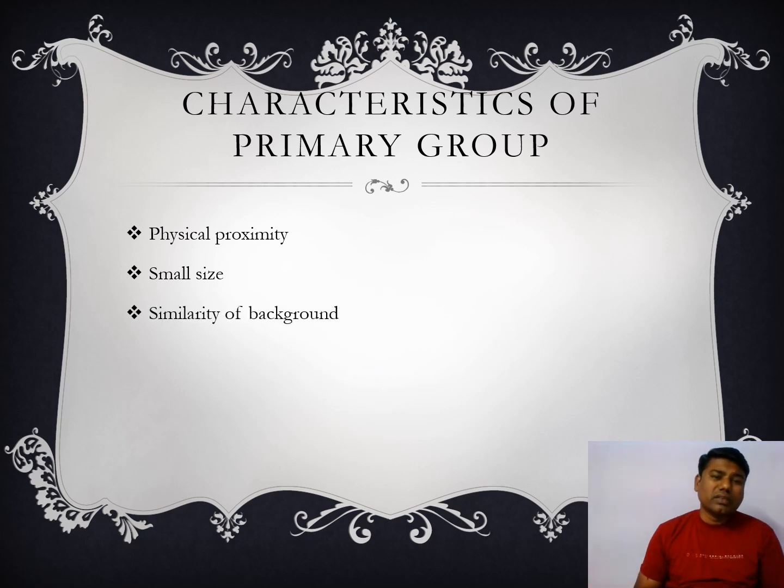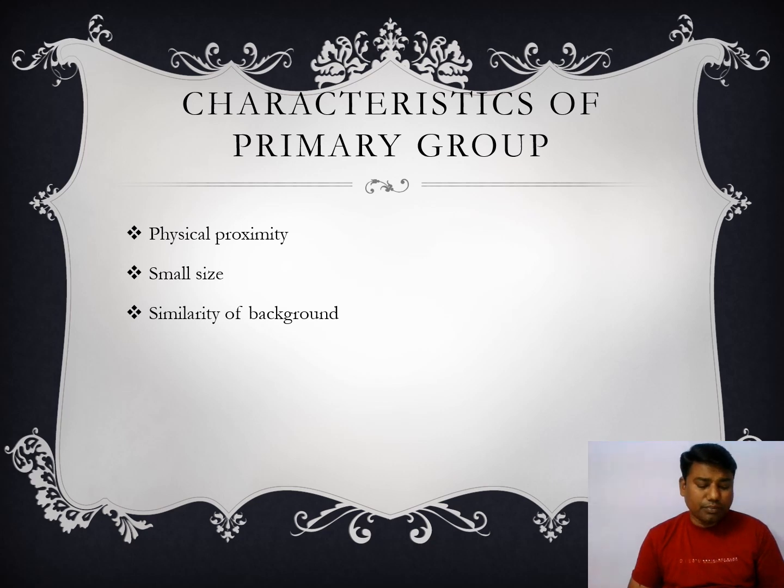The third characteristic is similarity of background. The members of a primary group must not only be close and near and dear to each other, but also approximately equally experienced and intelligent. MacIver says there is a level on which every group must dwell, and the person who is too far above or below it disturbs the process of group participation.